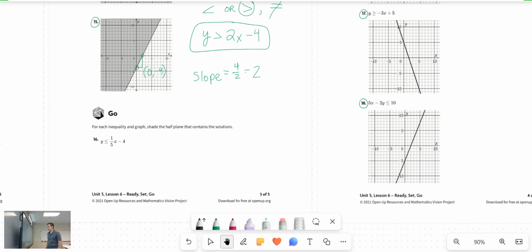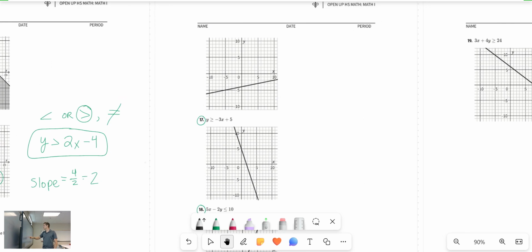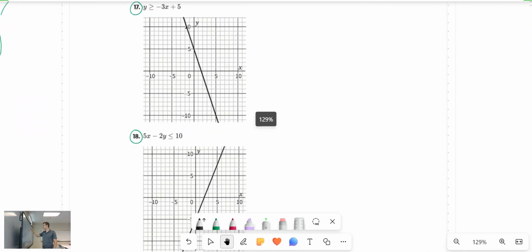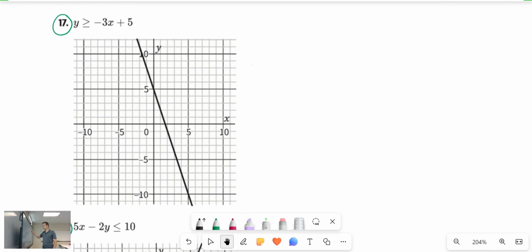For each inequality and graph, shade the half plane that contains the solutions. So we should get inequalities and graphs and then figure out which half plane contains the solution. Let's go look. We were just doing 17 and 18. Let's see 17 first. Let's scroll down so we can see it all.